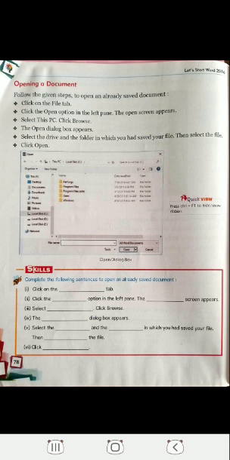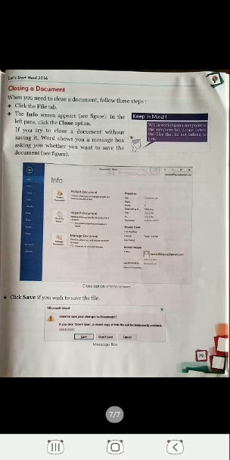Now how to open an existing document which you have already saved. So these are the steps. Click on the file tab, click the open option in the left pane, the open screen appears, select this PC, click browse, the open dialog box appears, select the drive and the folder in which you had saved your file, then select the file, click open. Your file has been opened.